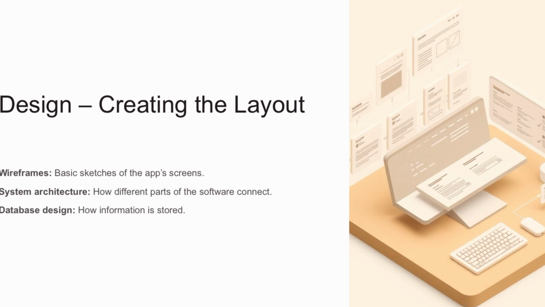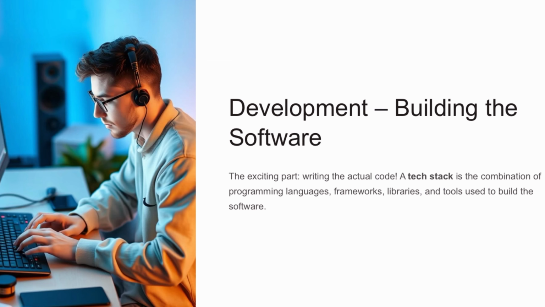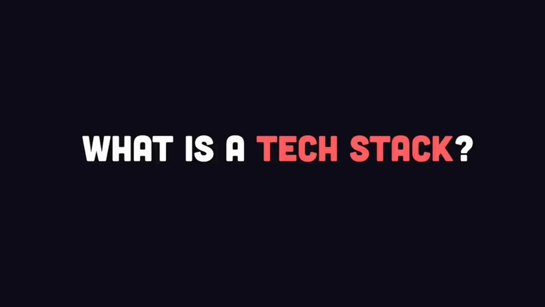A good design makes development easier and the app more user-friendly. The fourth one is development, building the software. Now comes the exciting part, writing the actual code. Think of this as cooking the dish after gathering ingredients and following a recipe. In this phase, developers write code based on the design, integrate different components, front-end, back-end, database, continuously test small parts as they build.